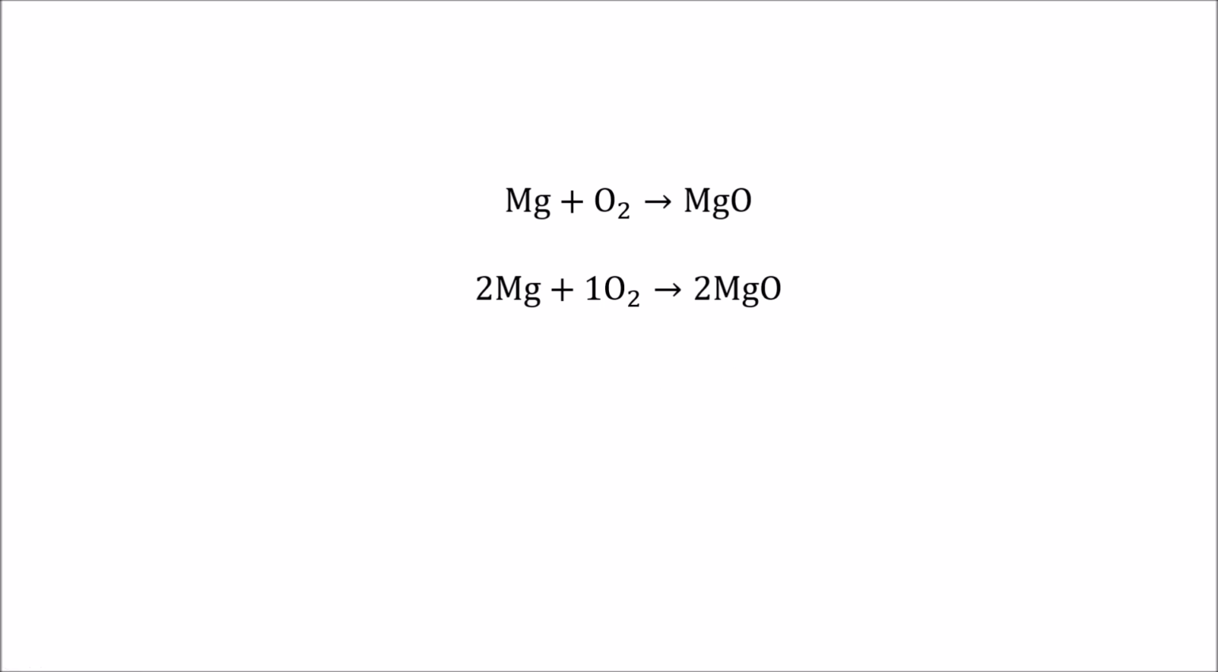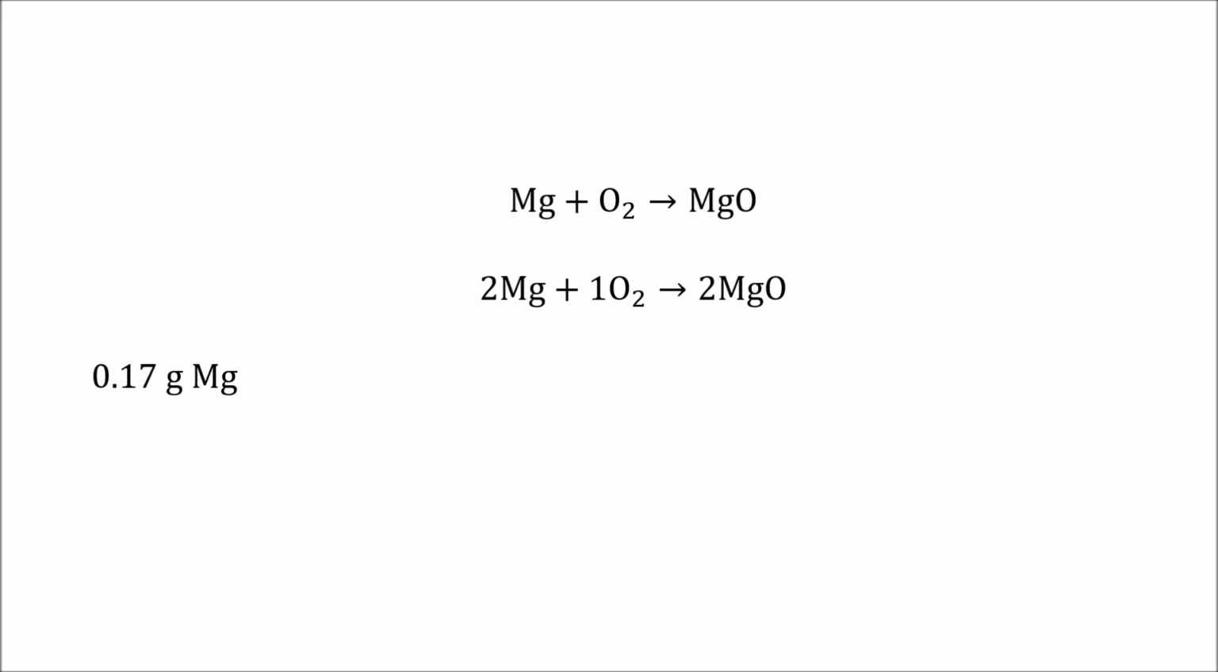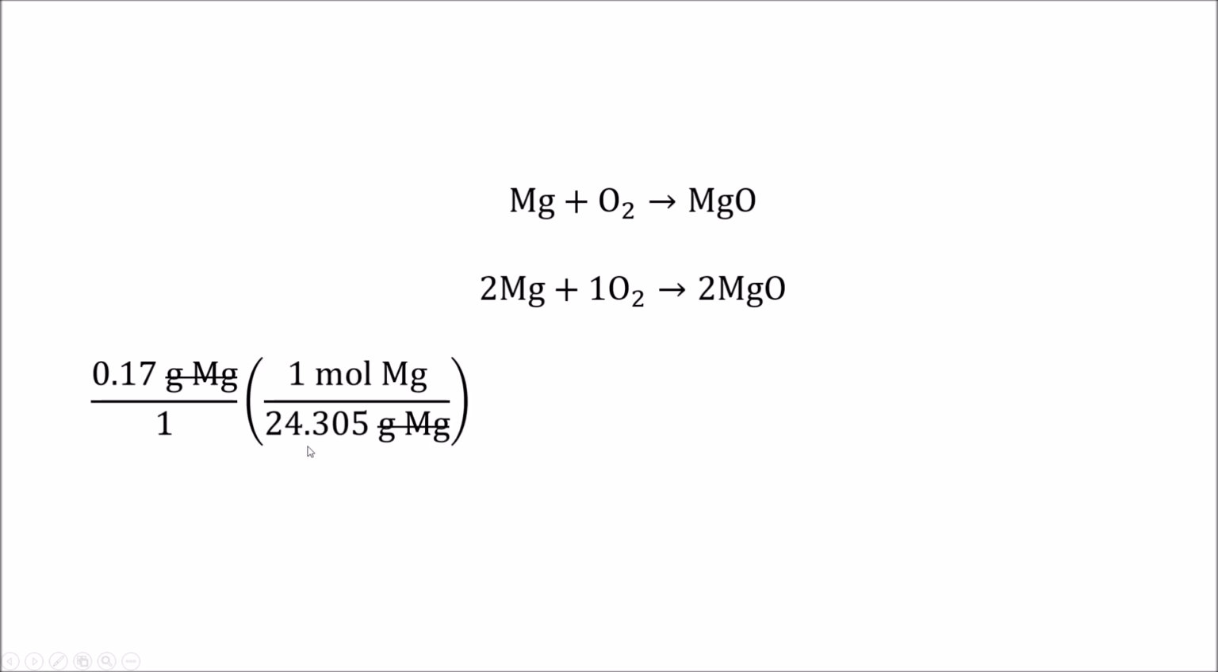So you've got to ask yourself, theoretically, how much should I have produced? Well, I started with 0.17 grams of magnesium. Now you can put that over 1 if you want, no big deal. And then you can say, okay, I'm going to convert that to moles, and I'm going to divide it. And I already did this earlier, and we divided it by the 24.305, and we get how many moles of magnesium we have.